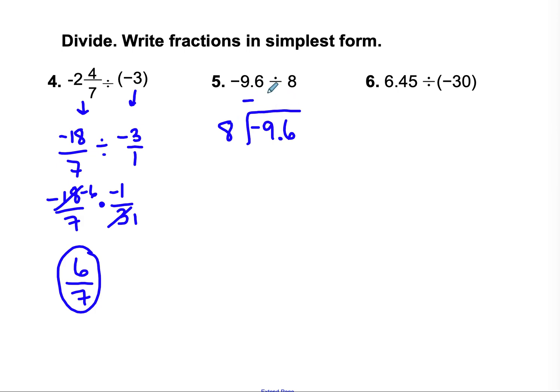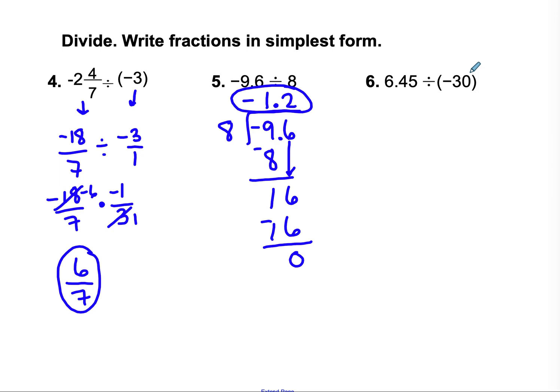8 goes into 9 once. 1 times 8 is 8. I subtract 9 minus 8, and I get 1. I'm going to bring up that decimal point. I'm going to bring down the 6. 8 goes into 16 twice. 2 times 8 is 16. I have 0 as a remainder, which means I am done with my problem. Negative 1 and 2/10. All right, and then number 6, 6 and 45/100 divided by negative 30.